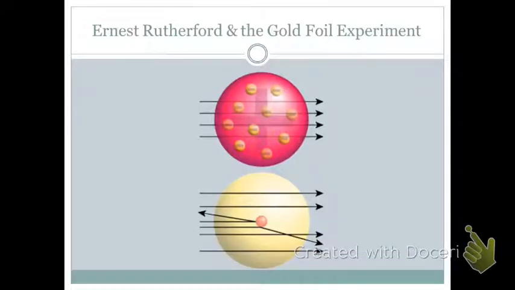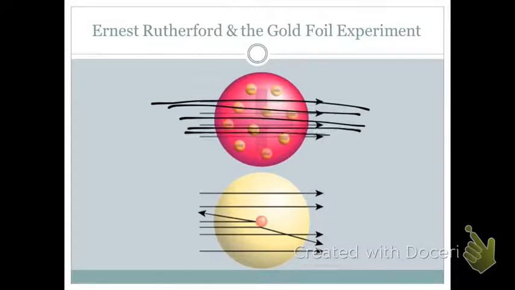This is a picture showing what he expected to happen. So this is what Rutherford expected, go straight through, barely nick those electrons, and what actually happened. And if you see here, when he hits the nucleus dead on, that's when they're coming back.